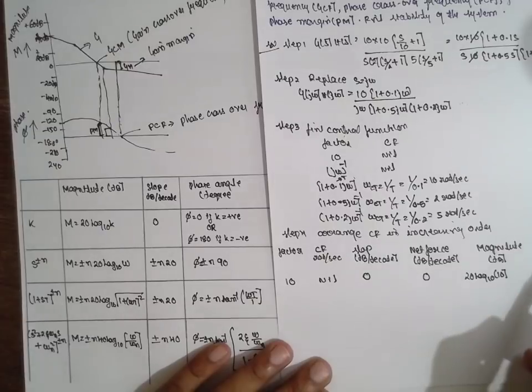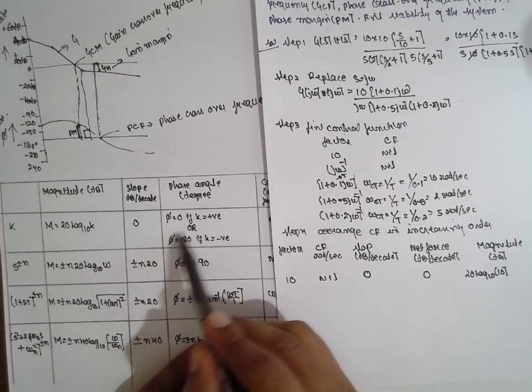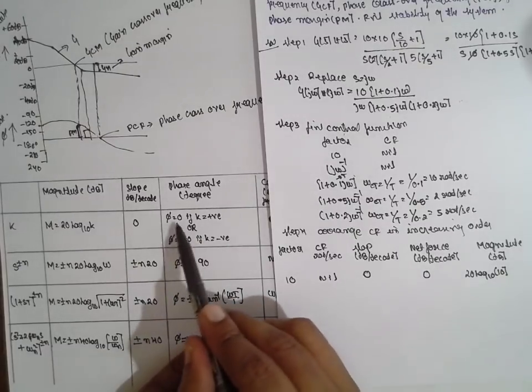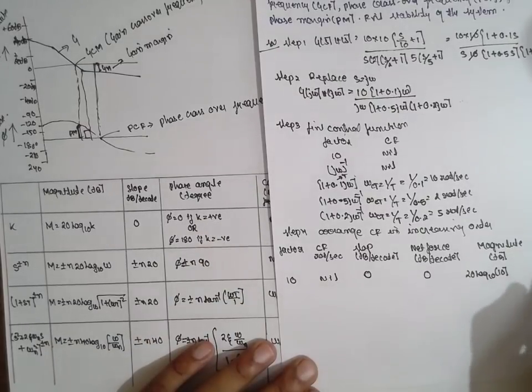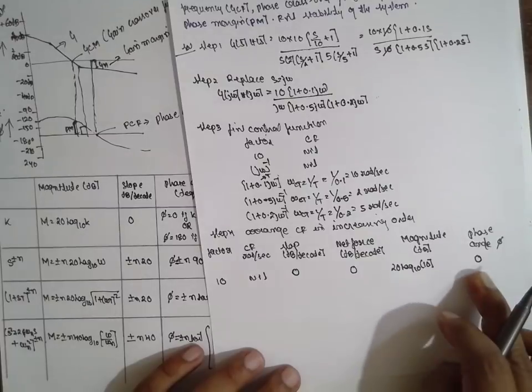Now, what is phase angle? If it is 0, the phase angle will be 0. If it is 180, you have to write negative. For phase angle 0, you have to write 0 if it is positive. Now it is 0 as per the procedure.